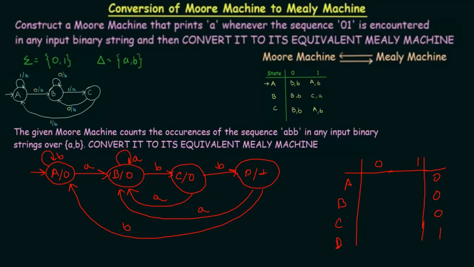So A on small a, it is producing capital B. A on small b, it is producing capital A. B on small a, it is producing B. And B on small b, it is producing C. C on small b, it is producing D. D on a, it is going back to B. And D on b, it is going back to A. Okay, so this is the actual Moore machine for this particular example.